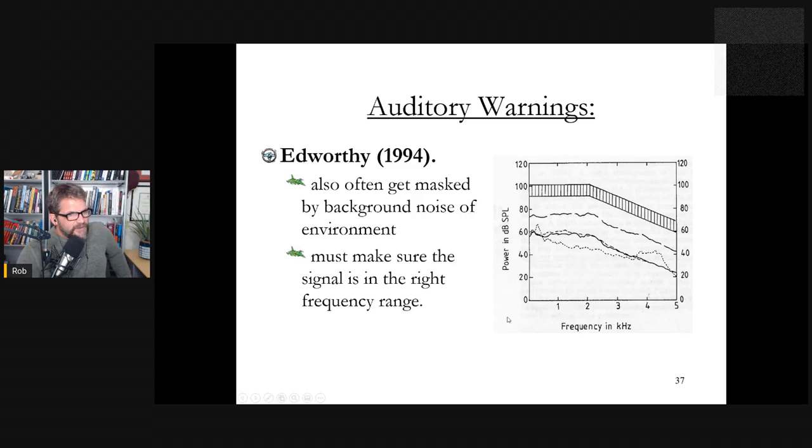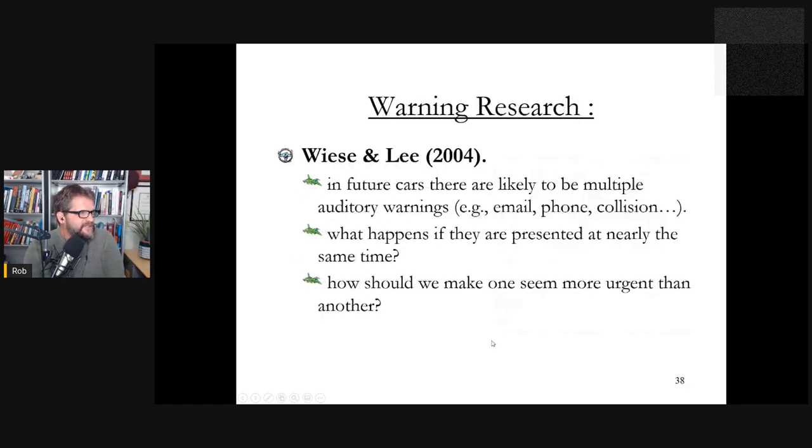So as I mentioned, auditory warnings have some challenges. There's also background noise in your car, rumblings and sound. So we want to put the warning in a frequency range that's out of that background noise, to separate the signal from the noise, which may not be optimal for localization. So there are all these kinds of challenges. Let's look at some actual research that's been done.